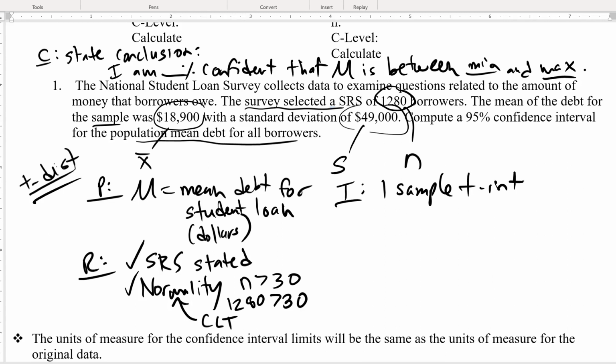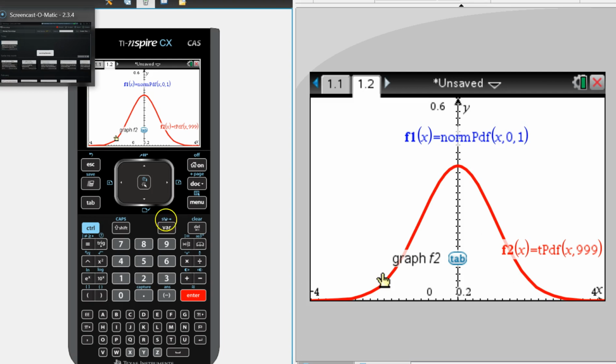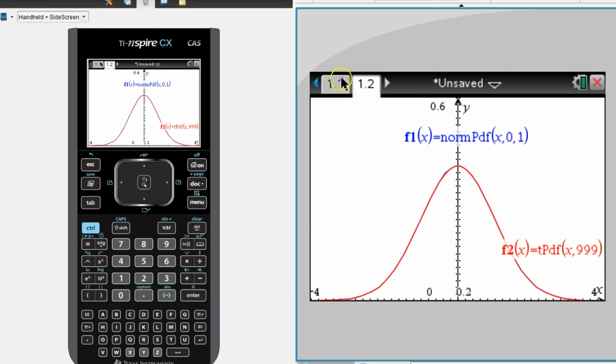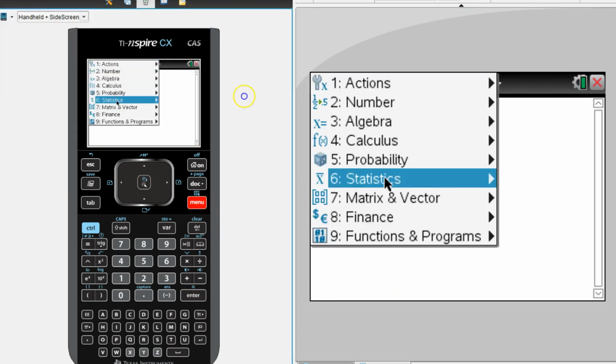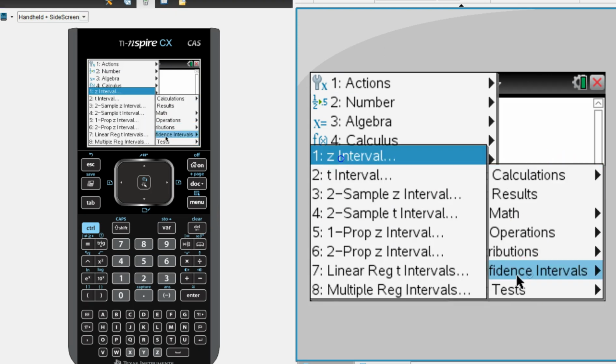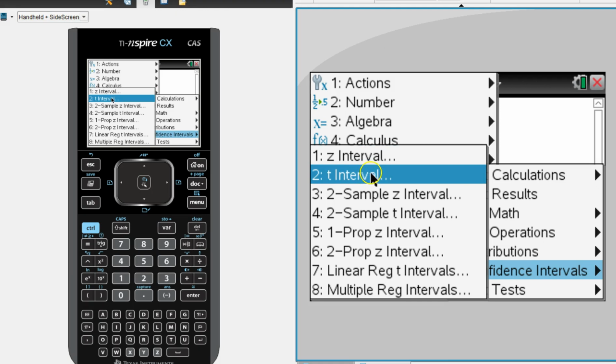You could also do this with the formula. Oh, not Z, sorry about that. T times S over square root of N. Or I can do this in my calculator. I'm going to let the calculator do the heavy lifting at this point. So let's go back to a calculator page. Menu, statistics. We're doing an interval. Which one? A T interval.